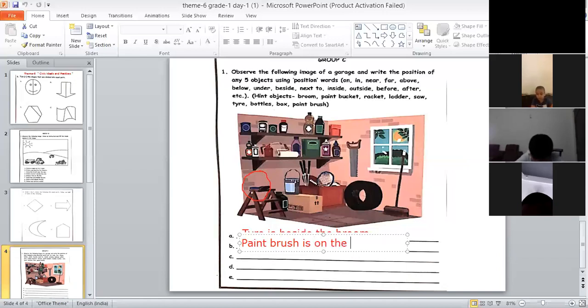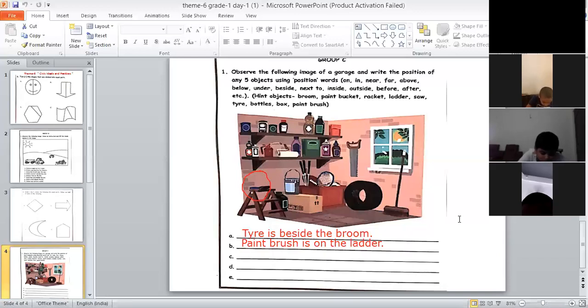That's ladder. Ashrita, that's ladder, okay? Okay, ma'am. Paintbrush is on the ladder. What is the sentence, Ashrita? The paintbrush is on the ladder. Yes, paintbrush is on the ladder. Okay, that's correct. Fine.